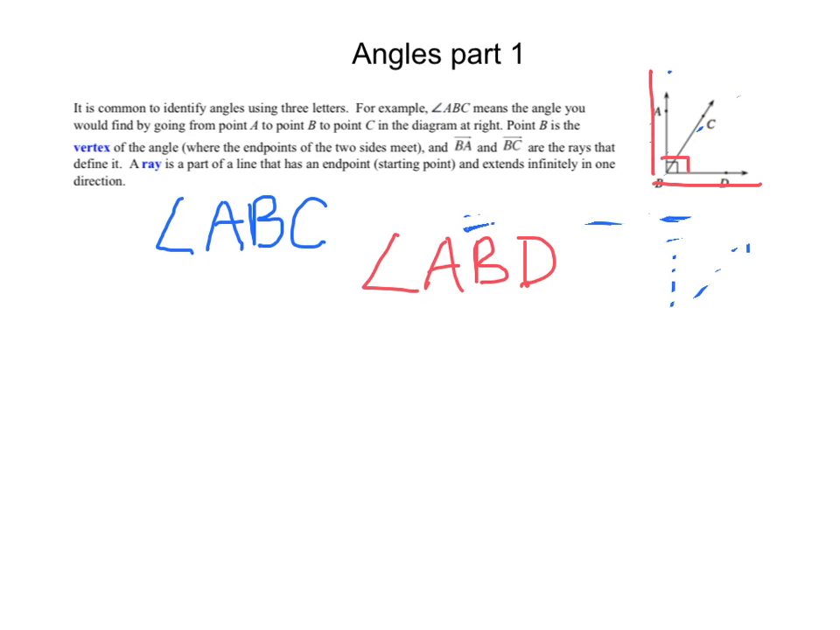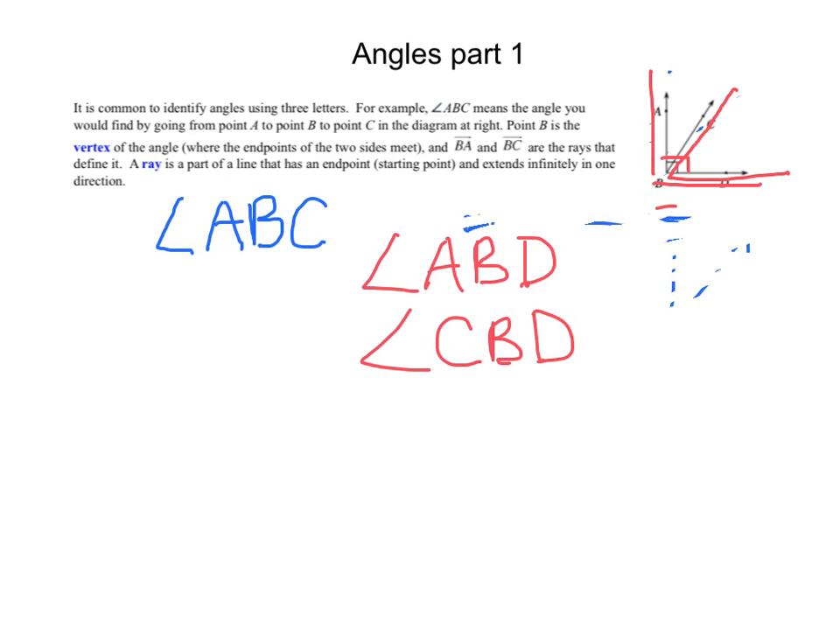Or if I refer to angle CBD, then I'm referring to this angle formed right here. C to B and then B through D. All right, so that's how we can refer to different angles.